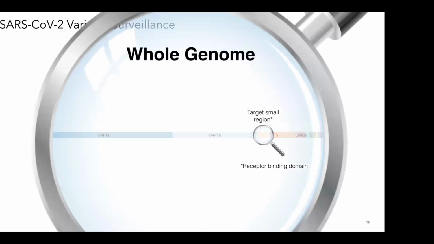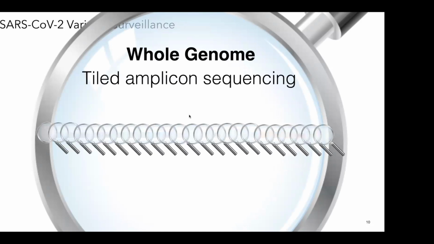But the other method that is used is whole genome sequencing. The way it works, you may have heard about tiled amplicon sequencing, is that small fractions of the entire genome are sequenced, and overall you will have the entire genome sequence. I just mention that here in case you've heard about it.